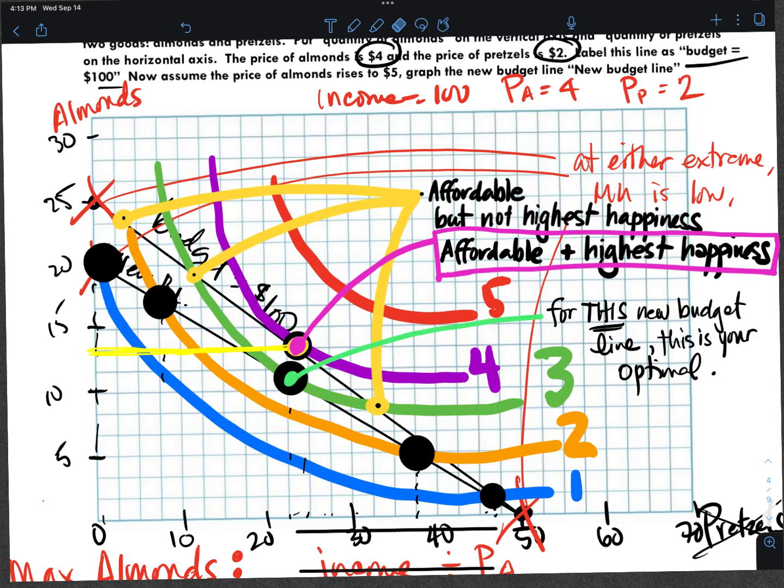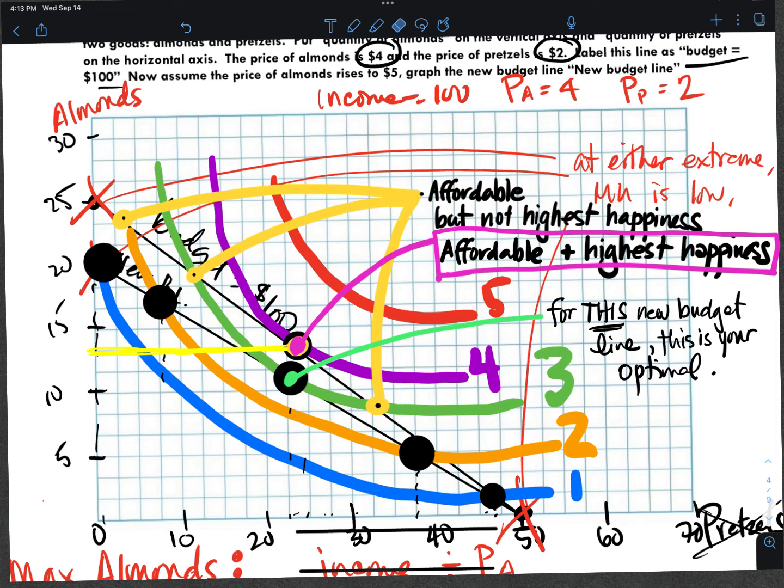So for instance, for your new budget line, when the price of almonds has risen to 5, you're looking at the lower budget line, right? You can afford less, and the highest point is going to be here. So let's take a look at those quantities, because that's what the next question is going to ask us.